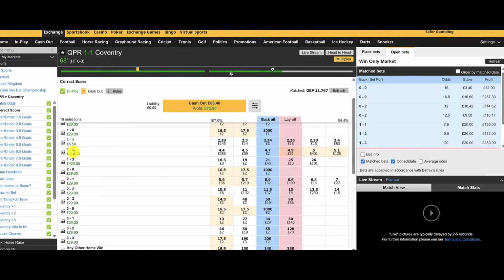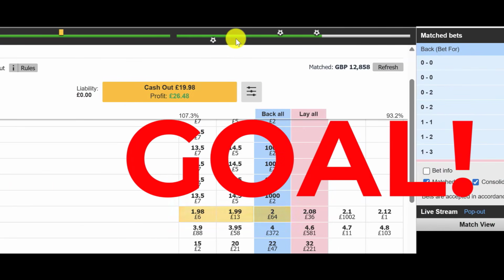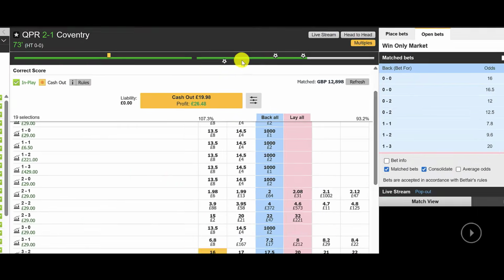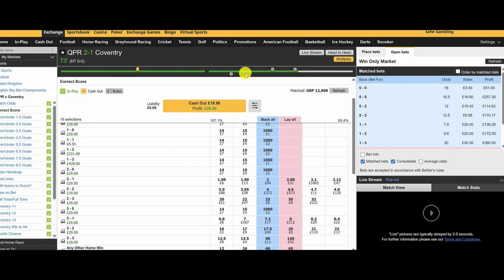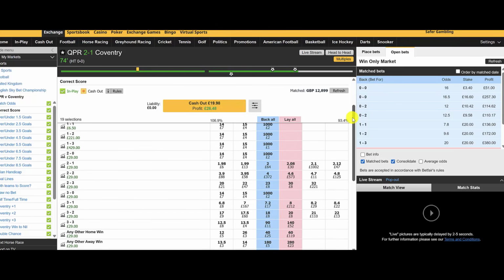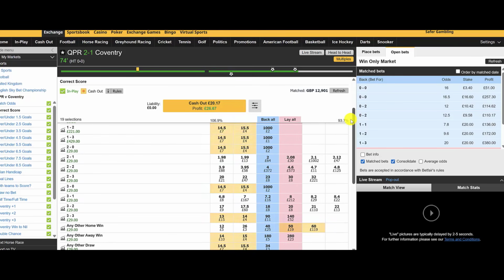So that's the situation. We've still got big potential profits sitting on the Coventry side of the book, so we're not going to give those up just yet. Let's see what happens. QPR 1, Coventry 1 on 68 minutes. 73 minutes, there's just been another goal, and it's not gone the way we really wanted it to go. It's gone to QPR. QPR 2, Coventry 1.